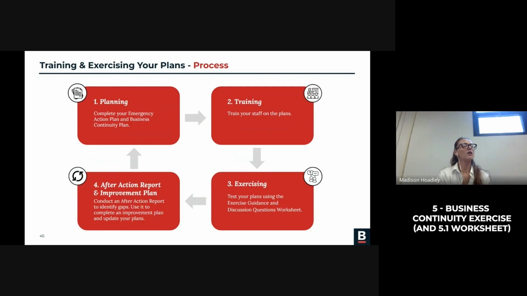And then for number 4, you're going to do an after action report and an improvement plan. After you've conducted your exercise, you're going to conduct an after action report to identify any gaps. You're going to use it to complete an improvement plan. You're going to find out where those gaps were, and those are going to be your areas for improvement. And then you're going to update your plans.